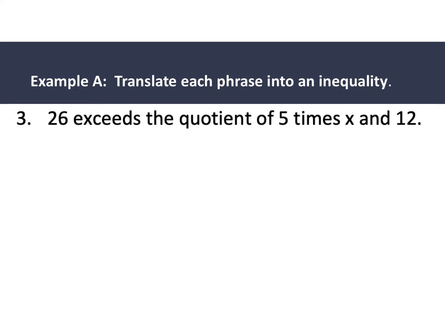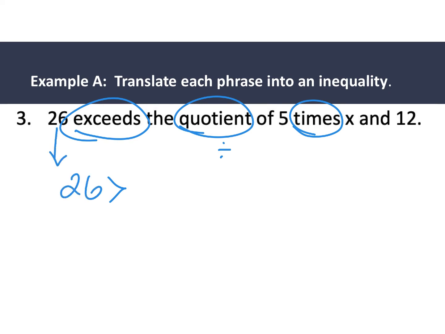26 exceeds the quotient of 5 times x and 12. Exceeds should be greater than. Quotient is division. Times is multiply. So again, 26 is greater than the quotient of 5 times x and 12. This and is really showing me what's being divided here. So 5 times x and then the quotient of that and 12.